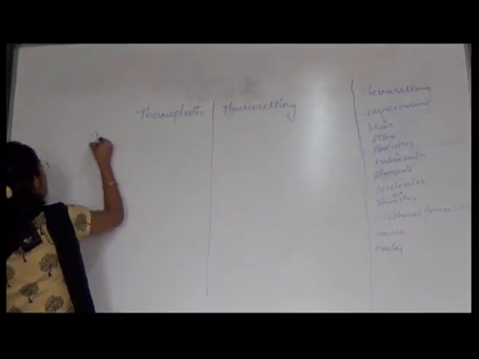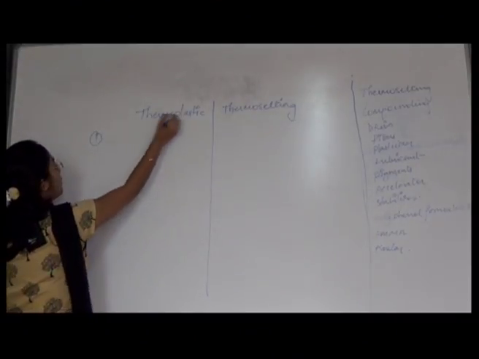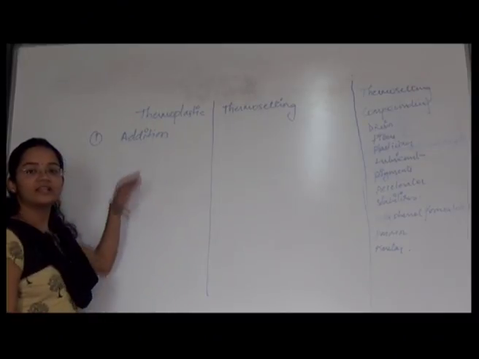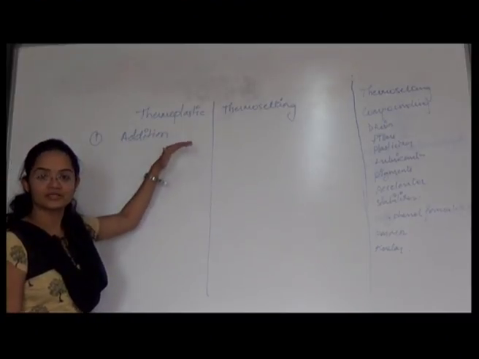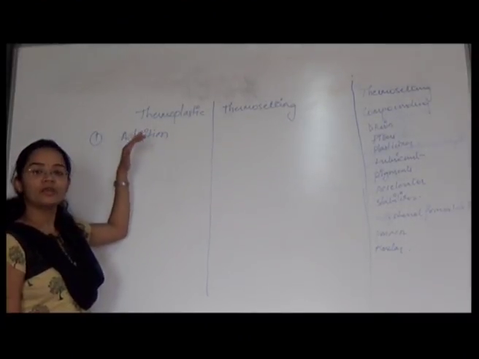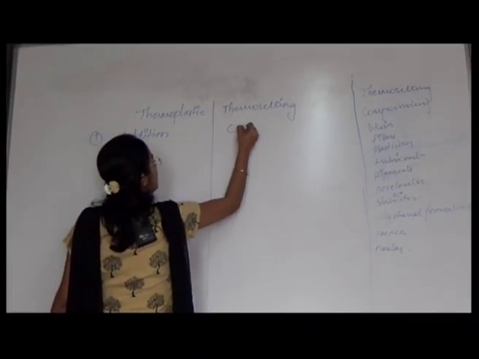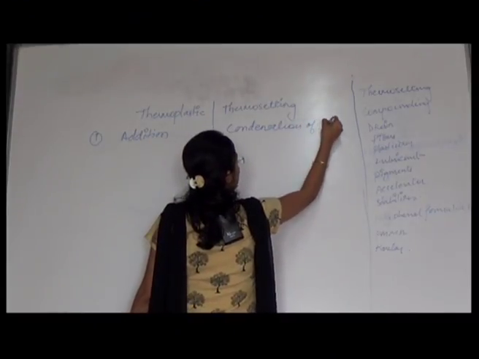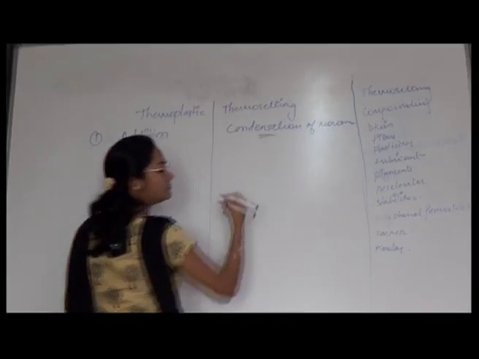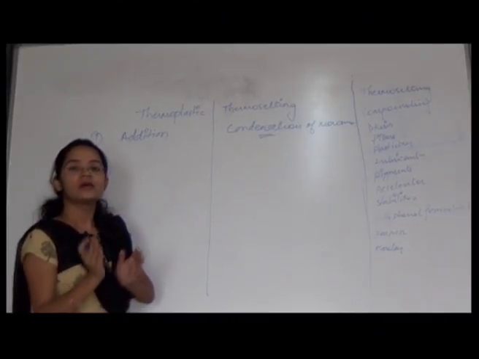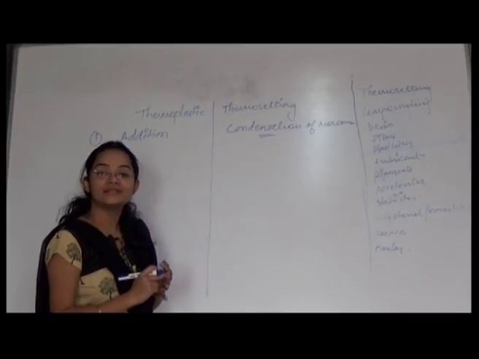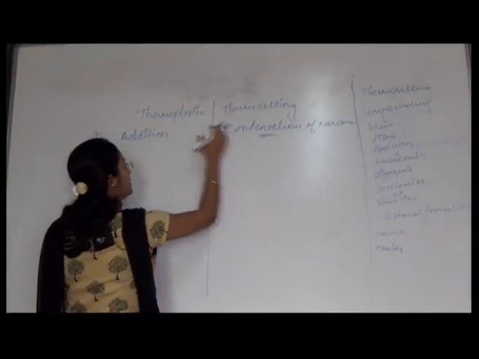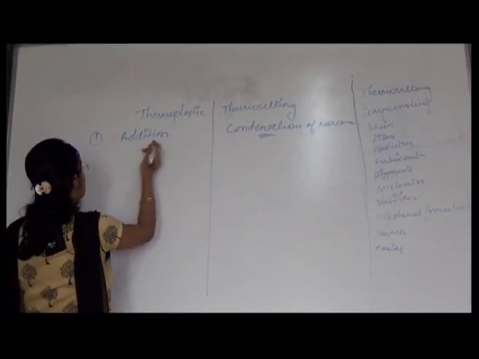Okay. So the first point is, thermoplastics are formed by addition polymerization, where there is just an addition of monomers. There is no elimination as such of any molecules. In thermosetting, it is formed by the condensation of monomers. Condensation means there is an elimination of molecules like a water molecule, ammonia molecule, HCl molecule. So this is our condensation. Okay. So the addition and condensation. Thermoplastic is formed by the addition polymerization.